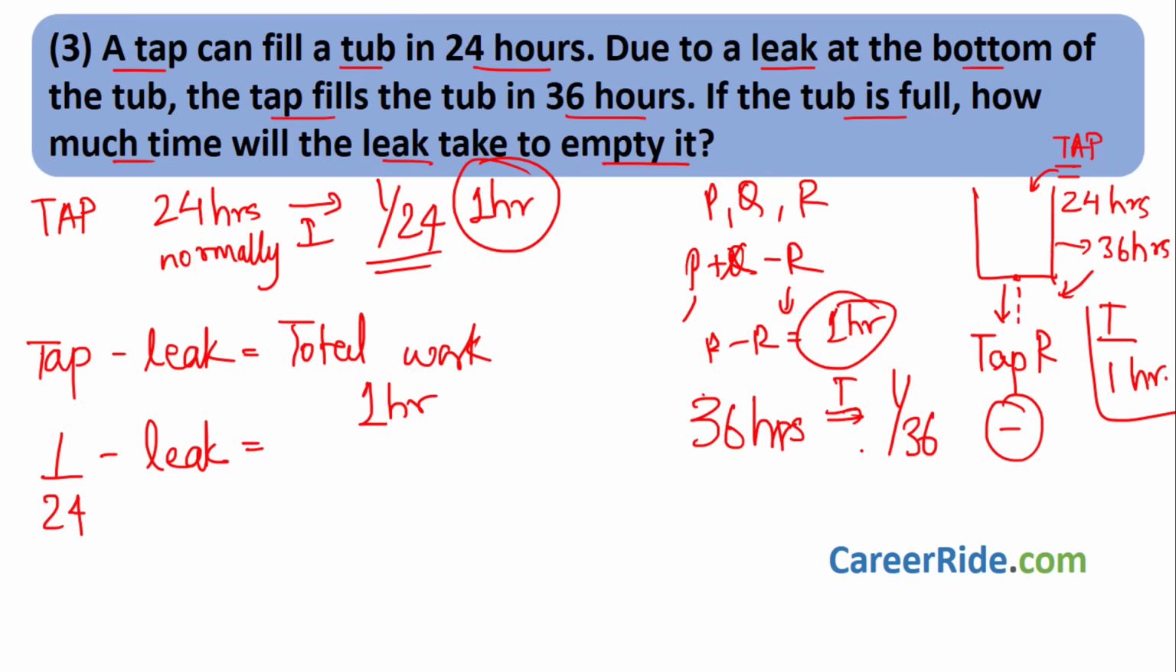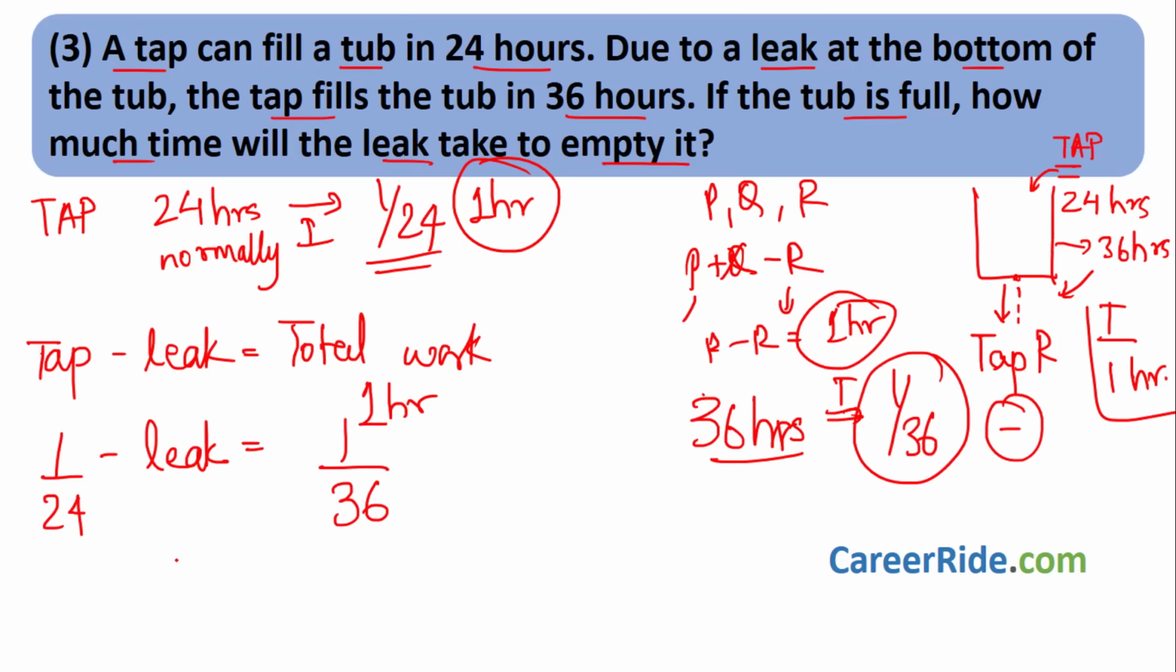So when the leak is on, when the tap is on, when both the things are on, the total tub gets filled in 36 hours. So in 1 hour, only 1 by 36 gets filled. So that is nothing but the total work done in 1 hour, right?